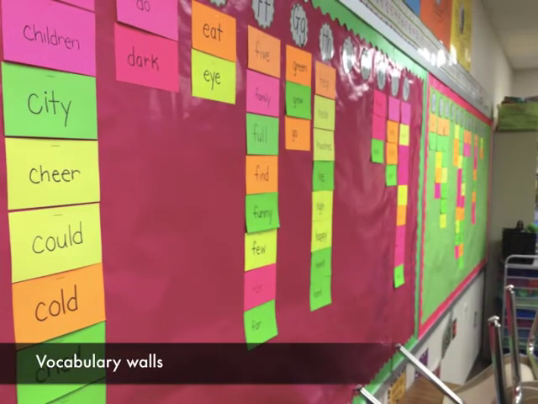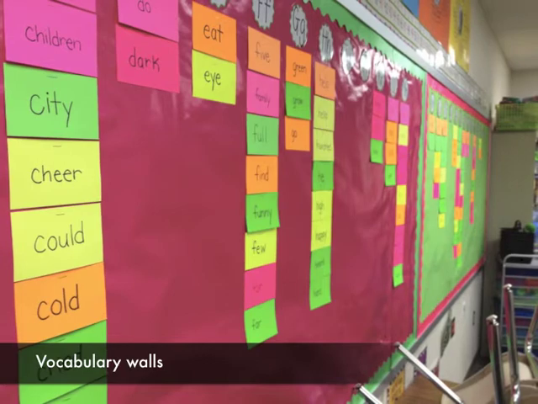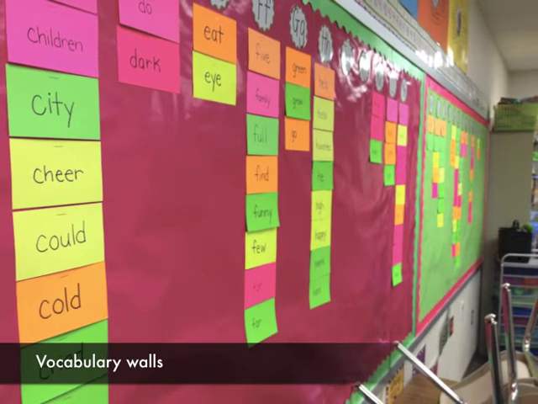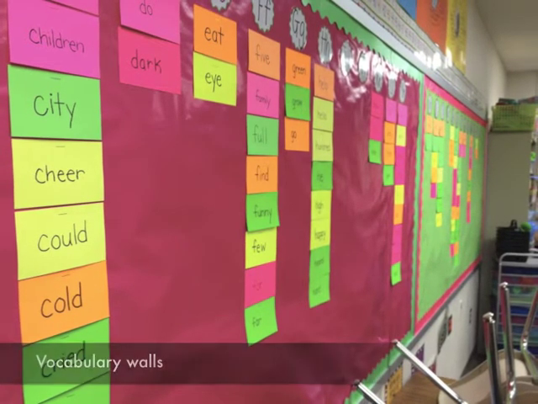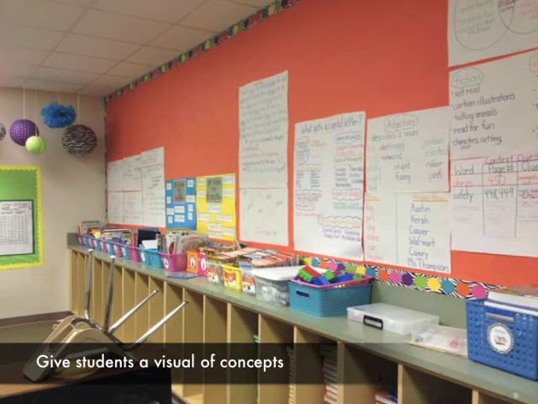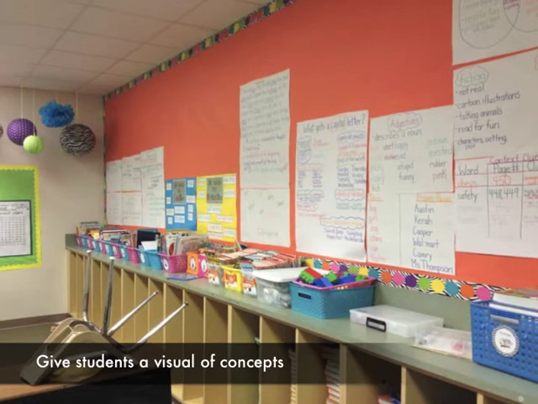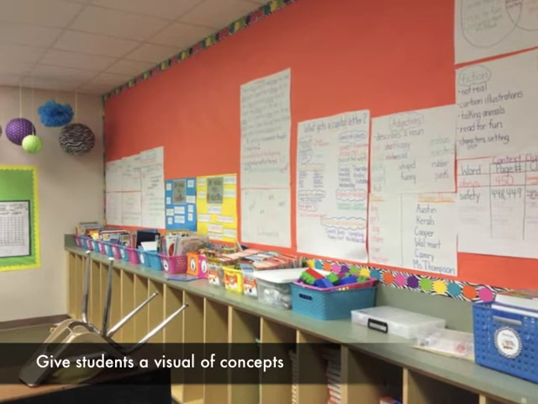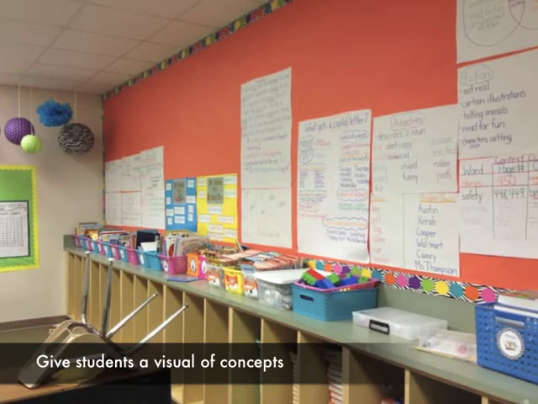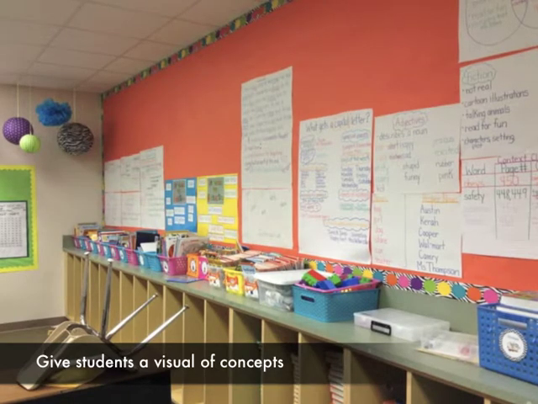Interactive vocabulary walls are a good idea because they provide substance for visual and kinesthetic learners. Give students a visual of the concepts learned in class. As the year progresses, hang students' work up in the classroom. This lets them know that you value and appreciate their hard work.